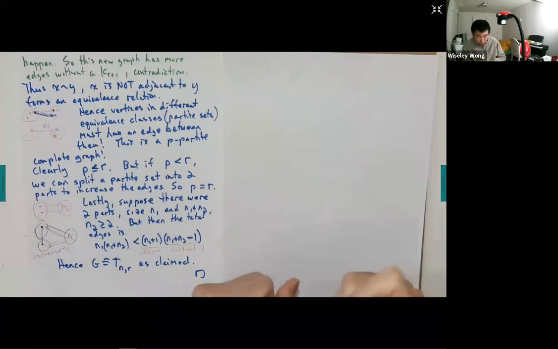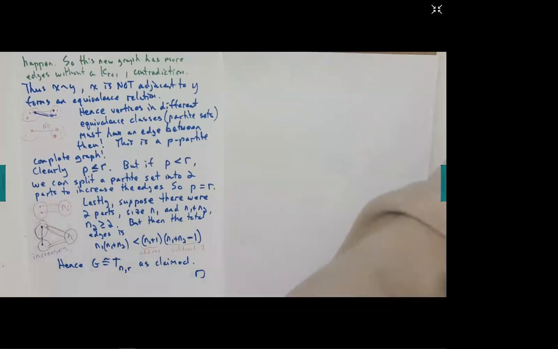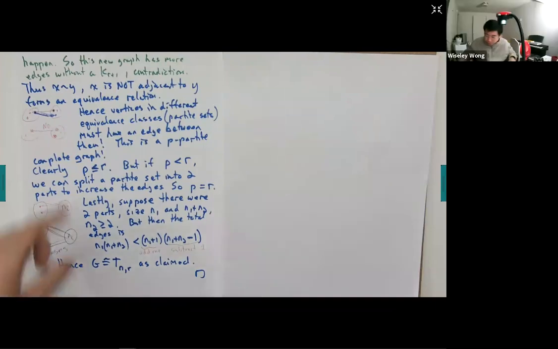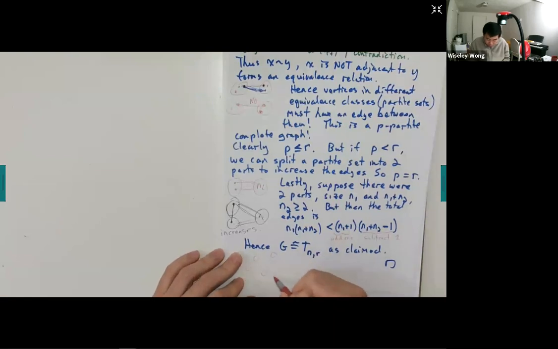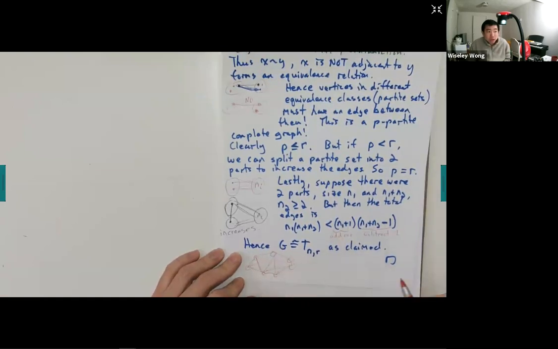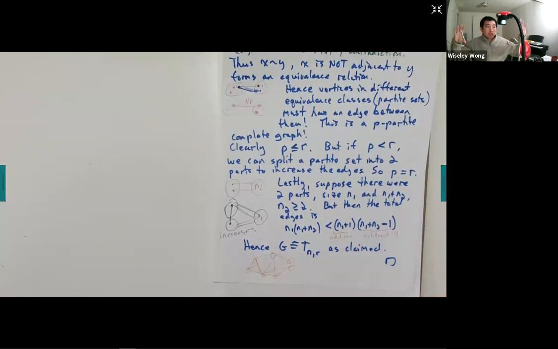Right, so that was a pretty long proof. Does anyone have a question on anything on that? Why is p clearly less than or equal to r? Because if this was r plus 1 parts, everything's joining here, which is exactly a clique. If you imagine each part being one vertex instead, that would be exactly forming a clique of size r plus 1.